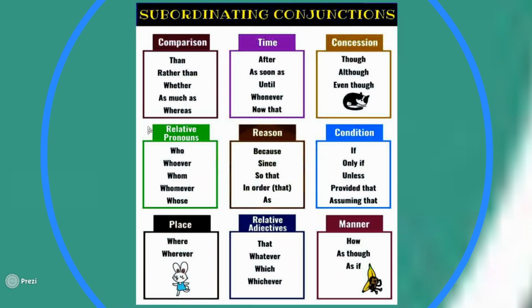This is a copy or list of subordinating conjunctions that you can use in sentences. I want you to pause this video to copy all of these subordinating conjunctions in this image right now. So if you're done copying, let's go to the next slide.